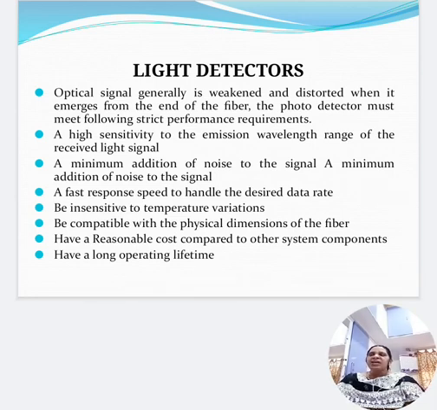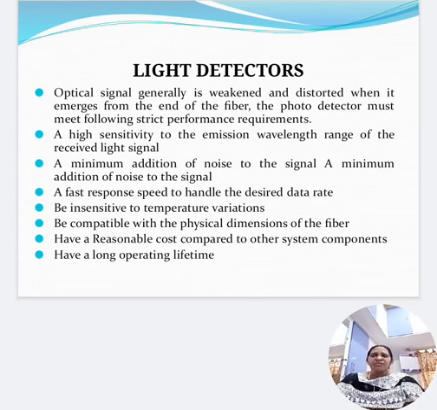The first one is a high sensitivity to the emission wavelength range of the received light signal. Then, there should be a minimum addition of noise to the signal. The noise to signal ratio should be minimum.